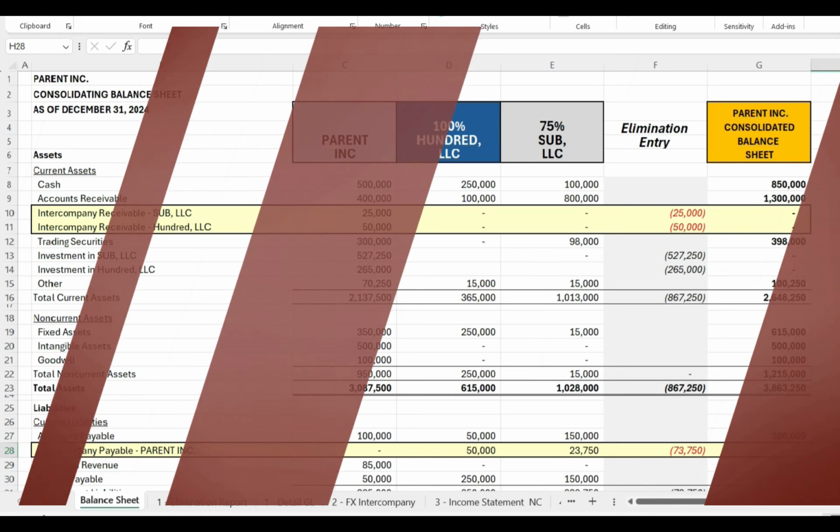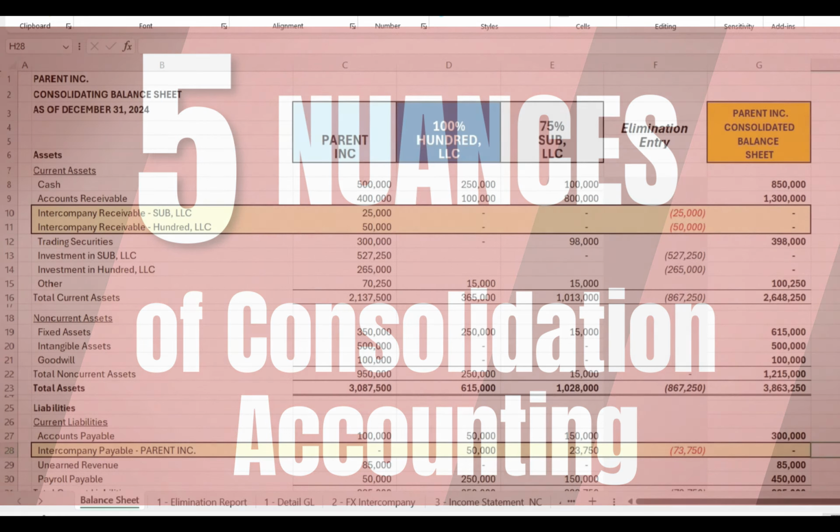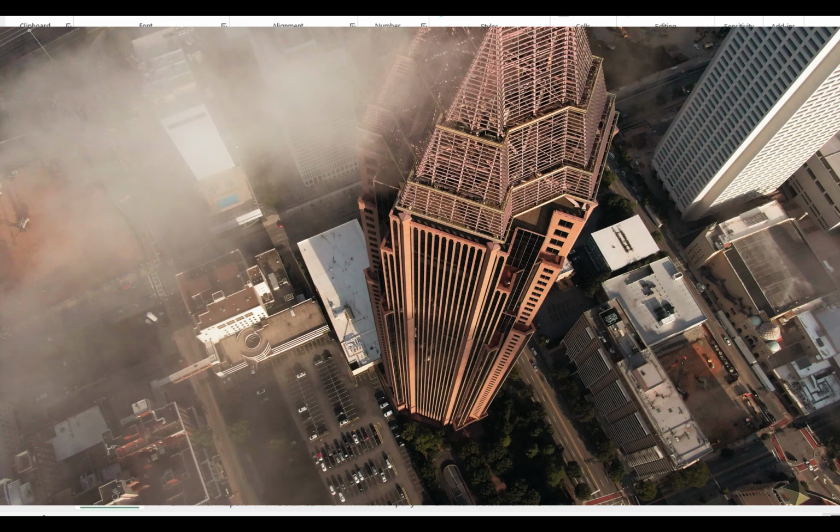We are going to cover 5 nuances related to consolidated financial statements. These are 5 items that you want to take into consideration when you're working with multiple entities that you're consolidating together. These are going to be operational and accounting considerations. Let's dive into this. Here we go.